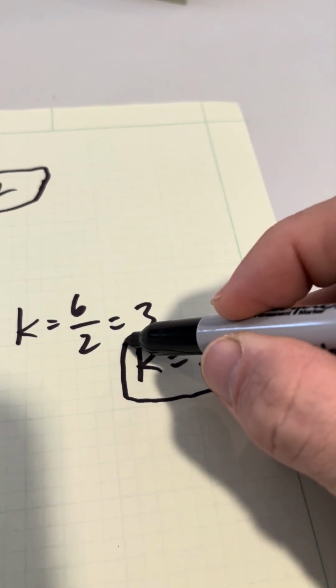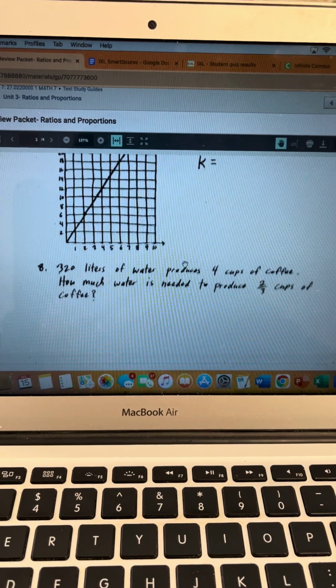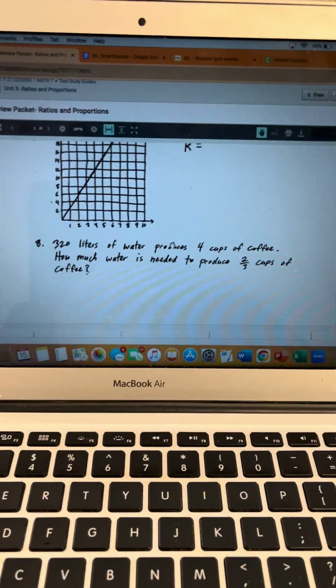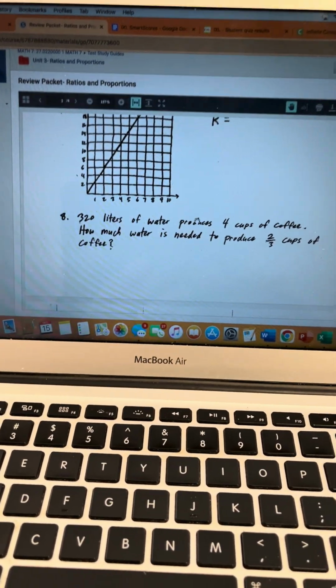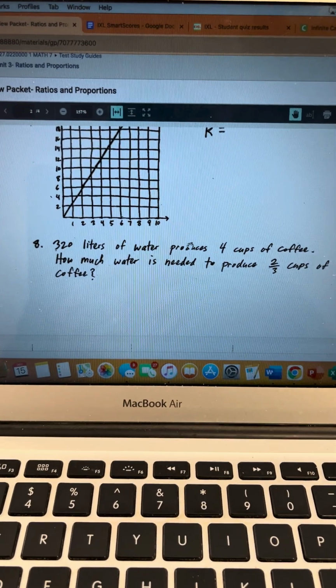K equals 3. Sorry, that is really ugly right there. Okay. All right, that's number 7. Let's look at number 8. All right. Last problem for this video right here, okay? Then we'll do 2 more videos and we'll be done.